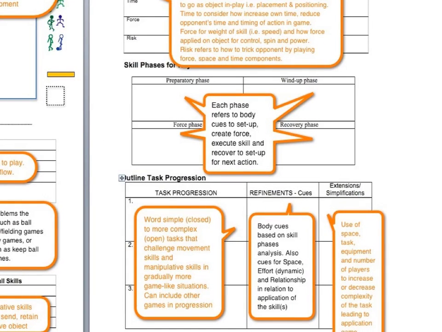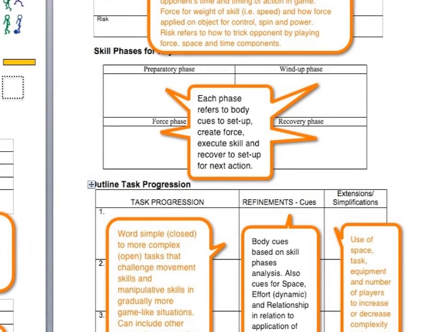The skill phases means any type of skill you do, be it a locomotive or a manipulative skill, you can break into 4 areas. And so always think of cues, body-wise, that happen just before you wind up to get the actual force to generate on an object and then recover back to start again. So always try and think of cues with those 4 phases in mind.